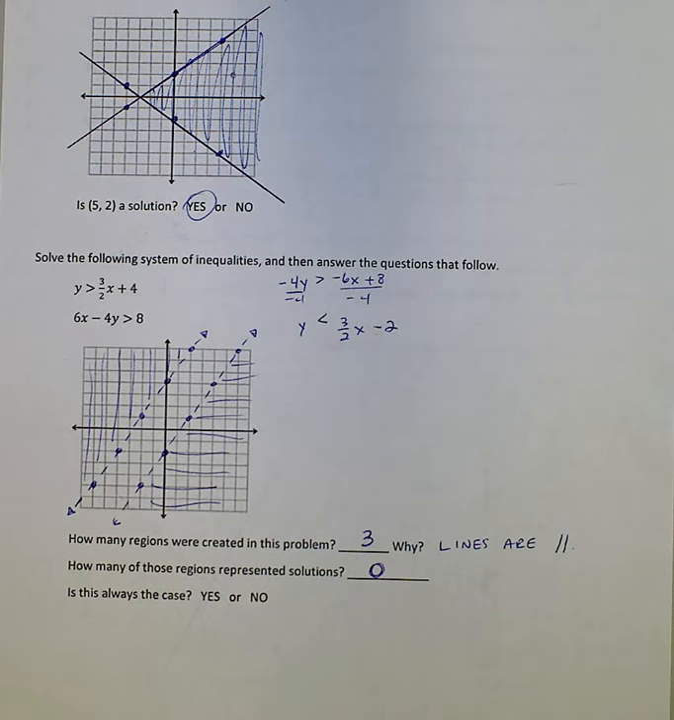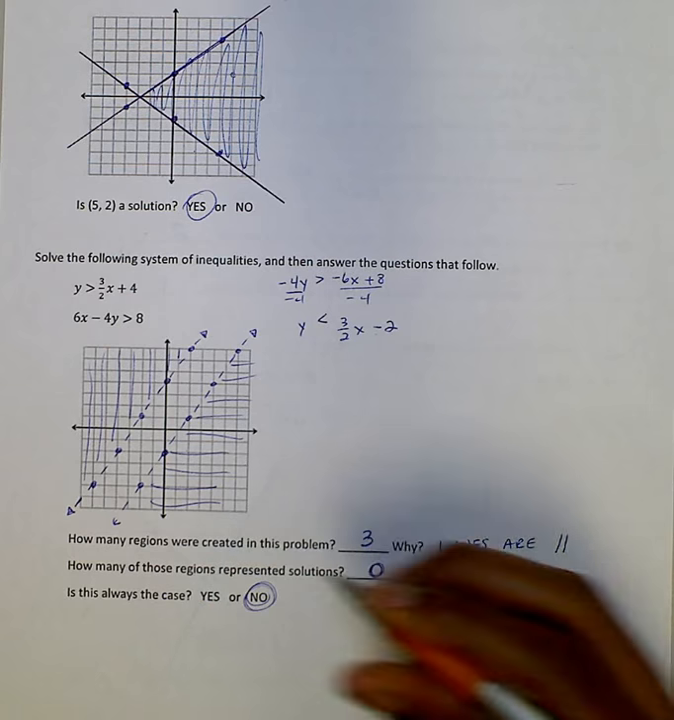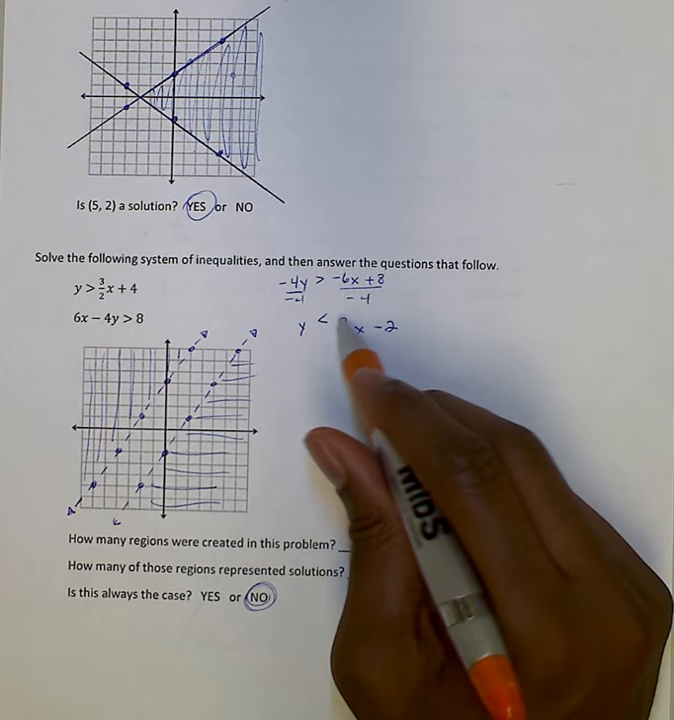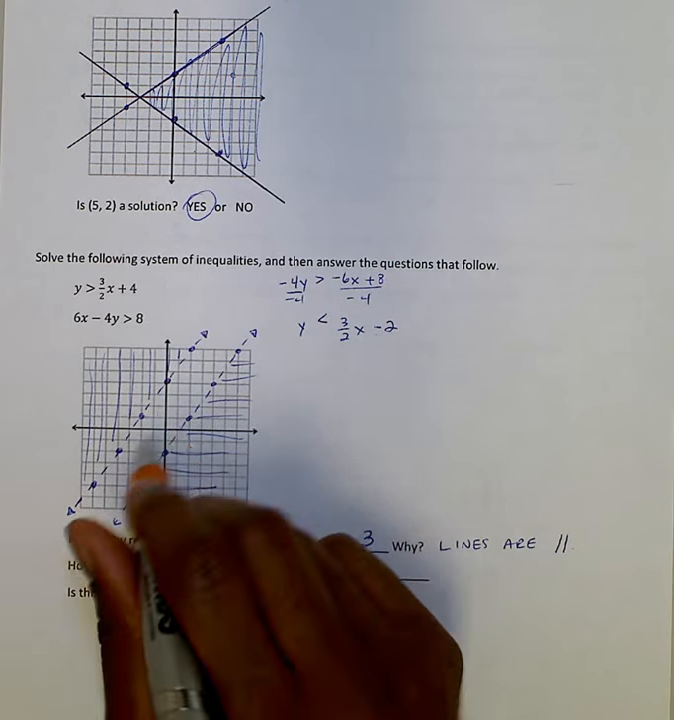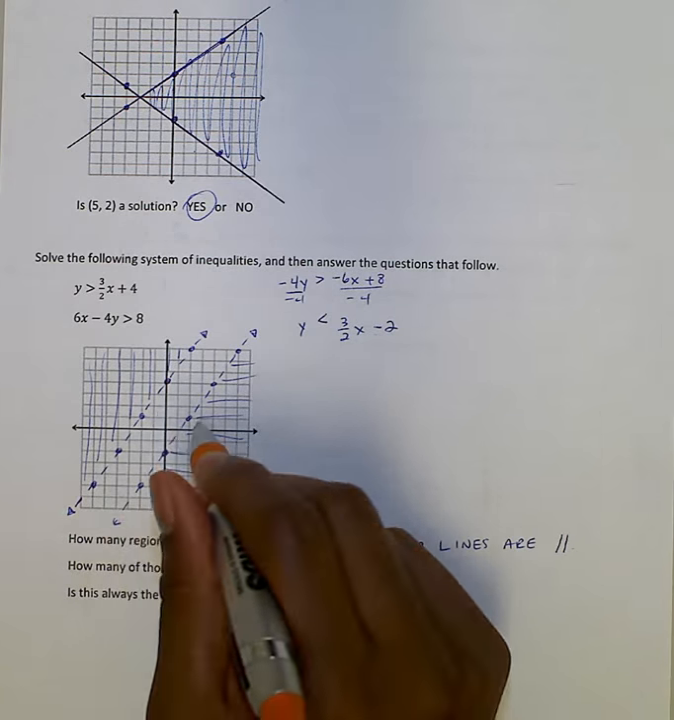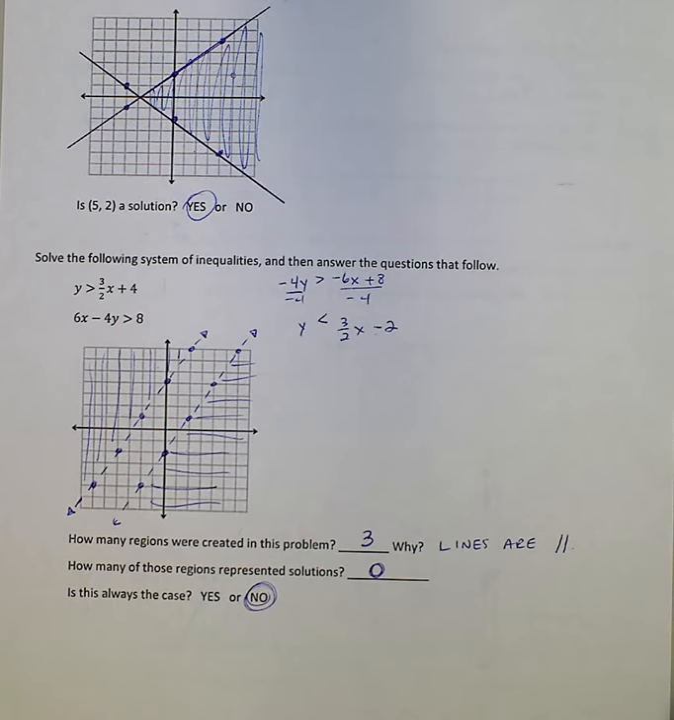Is this always the case? No. If we had this problem and said y is greater than 3/2 x minus 2, then we would shade it above, and we'd have 3 regions, but one region would be the solution. So it could be parallel and still have solutions. In this case, they were parallel and didn't have solutions, but parallel lines with systems of linear inequalities don't mean no solutions.